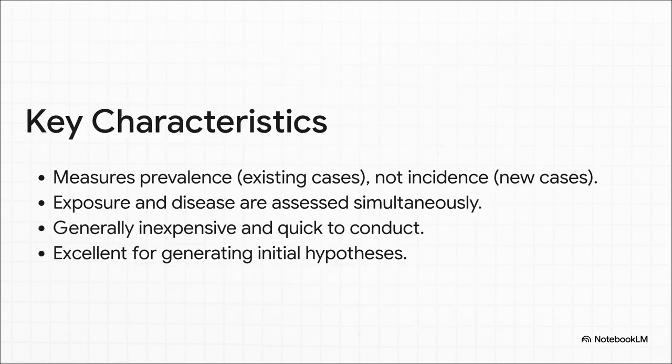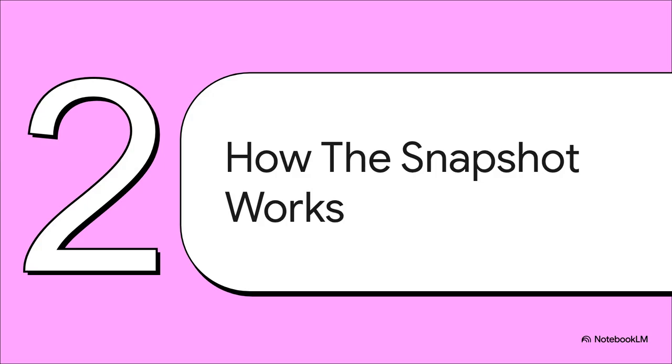So what do you get from this kind of snapshot? Well, it tells you the prevalence of something. Basically, how many people have a condition right now. And since you're doing it all at once, it's really fast and pretty cheap. Now, its real power isn't about giving you the final, definitive answer. Nope. It's about sparking those initial ideas, those crucial hypotheses that you can then go and test later with bigger, better studies.